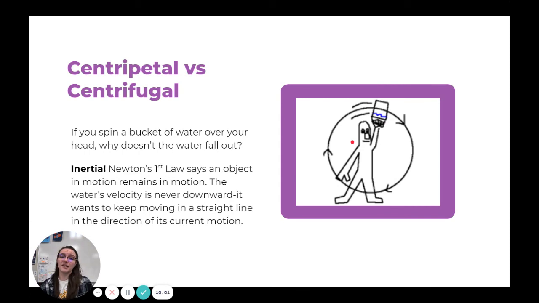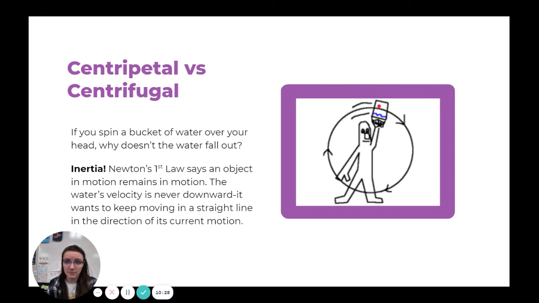Lastly, let's take a second to think about centripetal versus centrifugal. You might have heard people talk about the centrifugal forces. So let's think. If I'm spinning a bucket of water around and it goes over my head, why is the water not falling out of the bucket and getting me wet? It's because of inertia. It's Newton's first law of motion. An object is going to want to stay in motion.